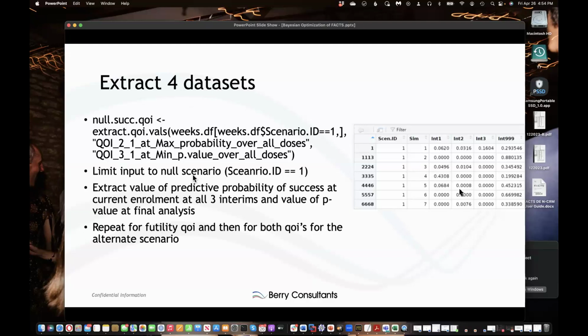I've also, of course, got weeks files from all the scenarios. So for the null values, I want to limit them to scenario 1, and from the alternate, I limit them to scenario 3. And as well as the predicted probability values at interims 1, 2, and 3, I want the value of the final p-value for the last interim, because for controlling type 1 error, we need to check what the threshold for the p-value needs to be at the final analysis.